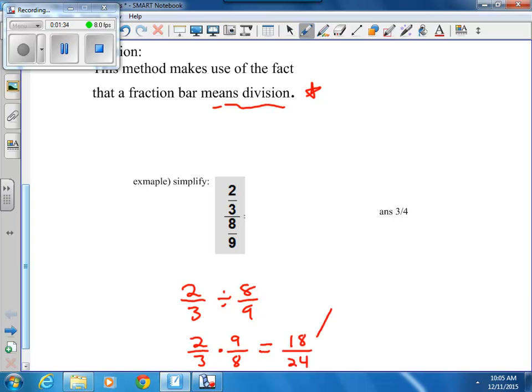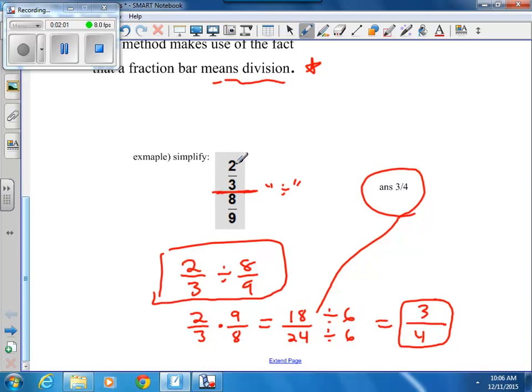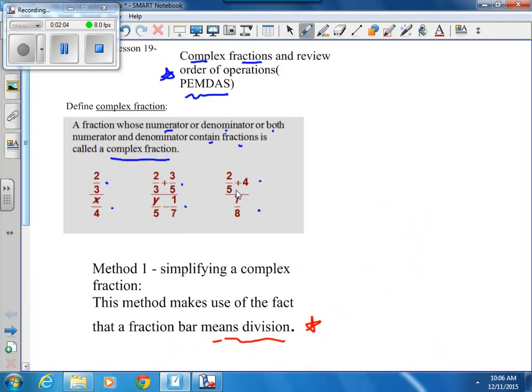Question is, does 18 over 24 reduce to 3/4? You can say, well, I'm going to divide the top by 6, the bottom by 6, that common factor of 6, and yep, 3/4. So method one means we can look at this fraction bar right here as in essence a division sign, and rewrite the problem as division. That's one method. Let's look at the next slide.